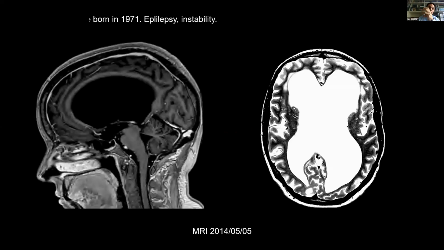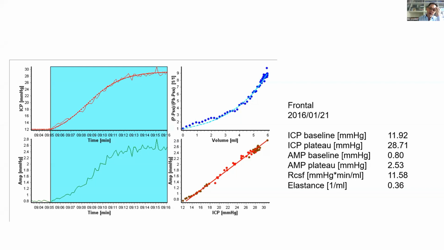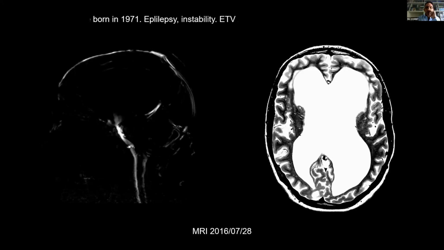The last case is a very recent one, a rather young lady. She's working. You clearly see this very huge dilation of the ventricles. And in 2014, she was unstable. Then I inserted an Ommaya. In fact, you clearly see that the pressure is going too high and resistance is in the upper threshold. Then I decided to perform an ETV, which is patent. She improved a bit, but not that much.